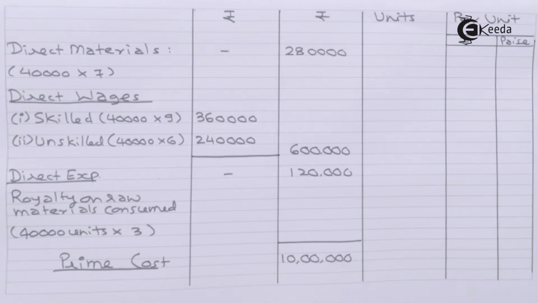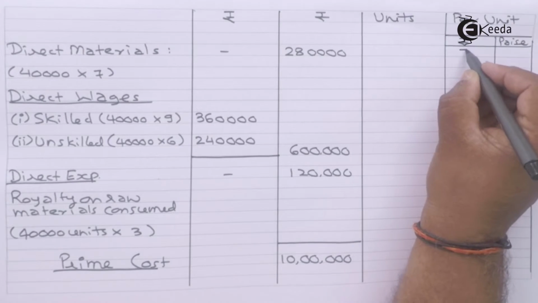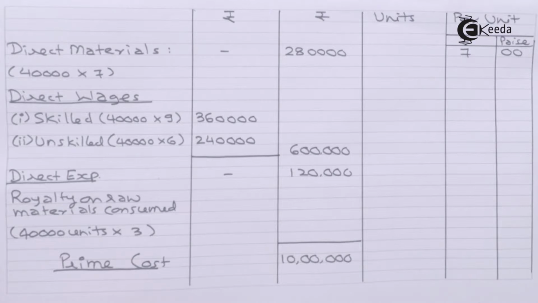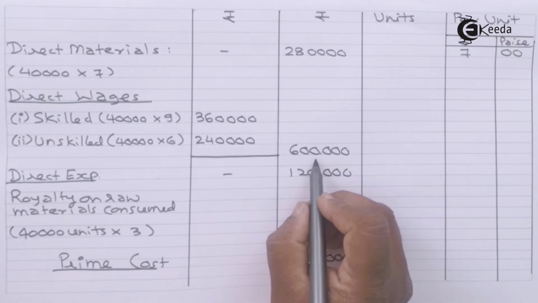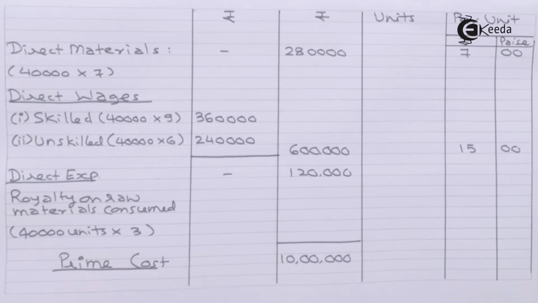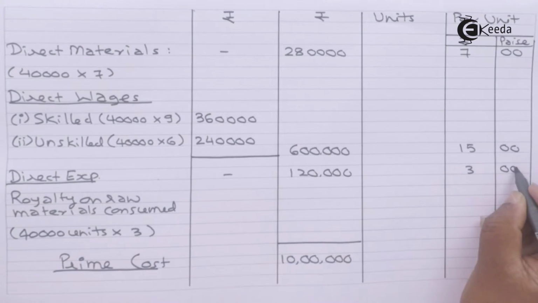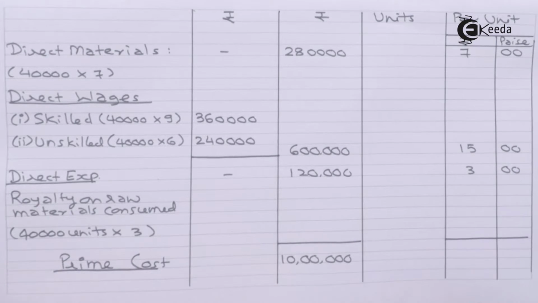Total 40,000 units produced. We can get per unit cost. 2,80,000 rupees divided by 40,000 units is 7 rupees per unit. 6 lakh divided by 40,000 units, rupees 15 per unit. 1,20,000 divided by 40,000 units, 3 per unit. Prime cost per unit will be rupees 25. To this we are required to add factory overheads.